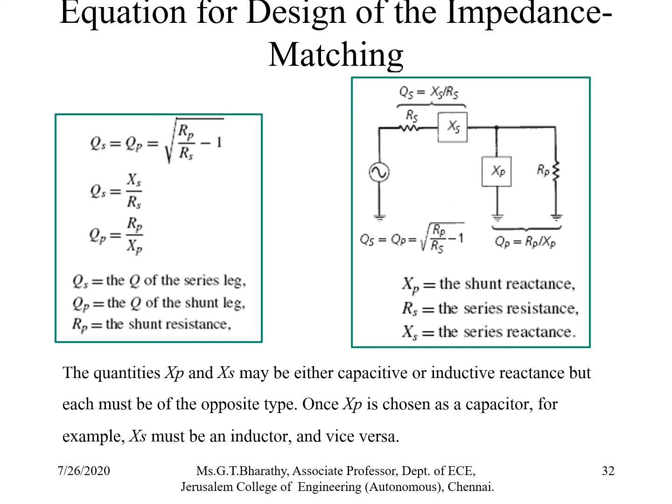So Qs is the Q of the series leg and Qp is the Q of the shunt leg, where Q is the quality factor, Rp is the shunt resistance, Xp is the shunt reactance, Rs is the series resistance and Xs is the series reactance. The quantities Xp and Xs may be either capacitive or inductive reactance, but each must be of opposite type. So if Xp is capacitive, then Xs has to be inductive or vice versa.